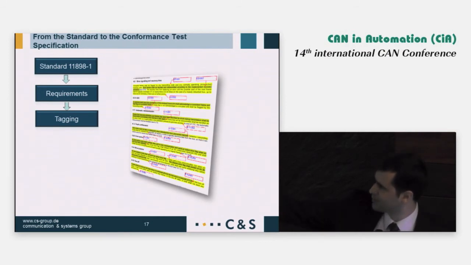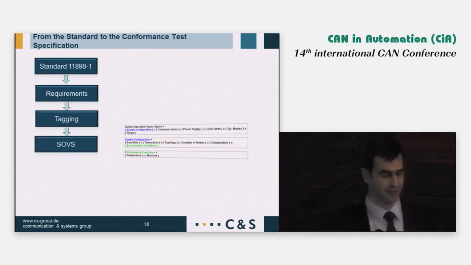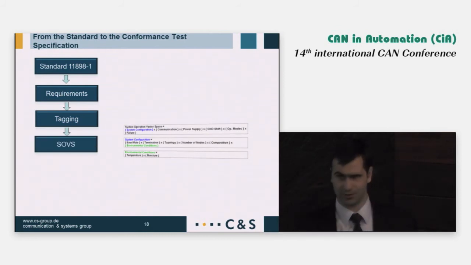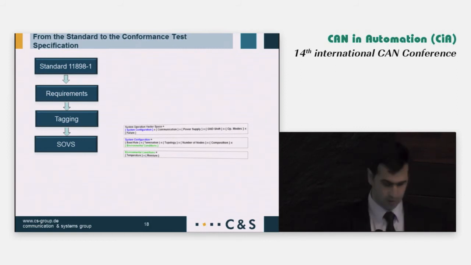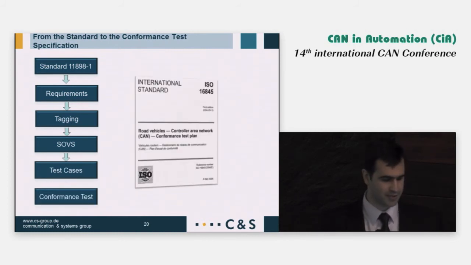This is actually a real example. This is the standard, the ISO 11898, part 1, which has been tagged. I wanted to show it. And then, of course, after having those requirements, those testable items detected, we can organize them by applying the system operational vector system space. Then after that, hopefully, we get our test cases, and the group of test cases will make the conformance test.